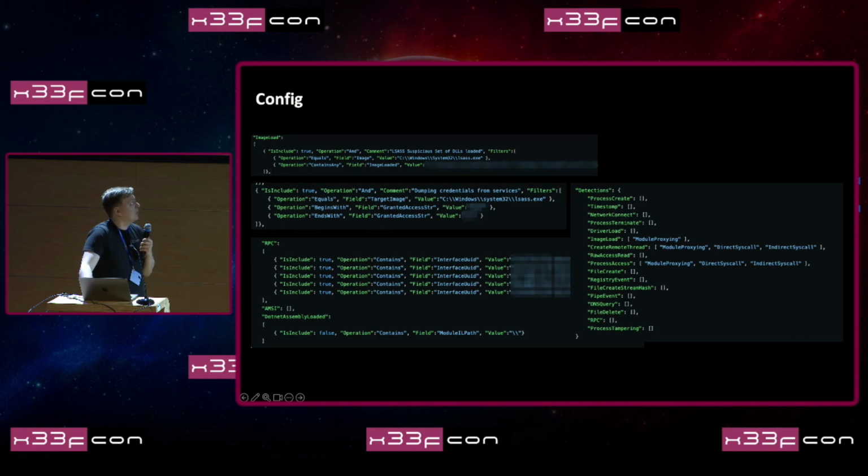Our config is very similar to Sysmon, except that it's implemented in JSON. We do support Boolean operations such as and, or, not. Per field, we can say it must start with, end with, contains, not contains, and these kinds of things, so very similar to Sysmon. But also, per event, we can enable what we are calling detections, or modules for detections. So for example, for an image load event, we activate a module which is meant to detect a technique called module proxying, and for other events, we are activating modules which are meant to detect direct or indirect system calls.